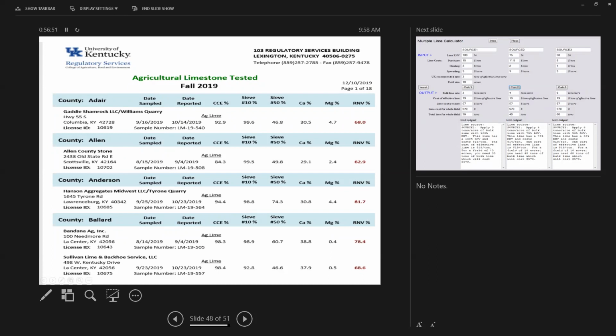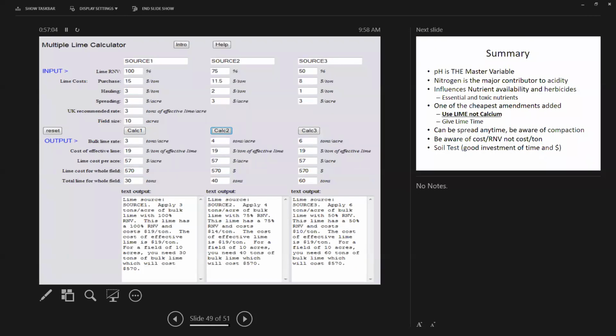Well, I know these counties aren't next to each other, but if I could get this R&V of 81 for a similar price as this, well, this would be the better deal. It's better material. So you can play with this as you move on.